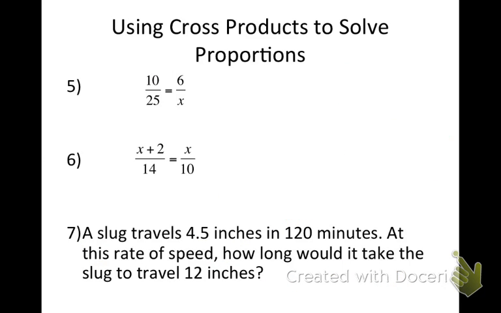Alright, take a couple seconds, try these 3 on your own. Same idea. Use cross products and proportions to solve these 3. Alright, number 5. Use cross products. 10 times x equals 10x. 6 times 25 is what? Divide by 10. I get x = 15.